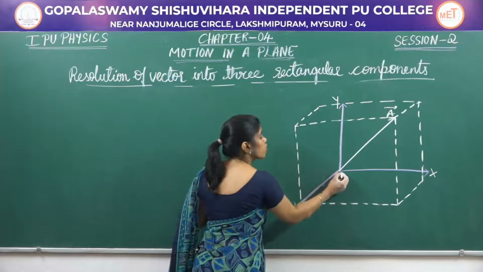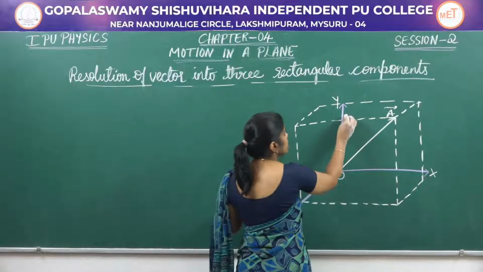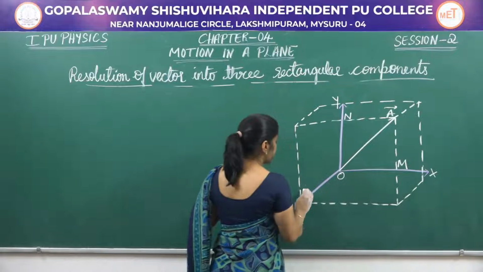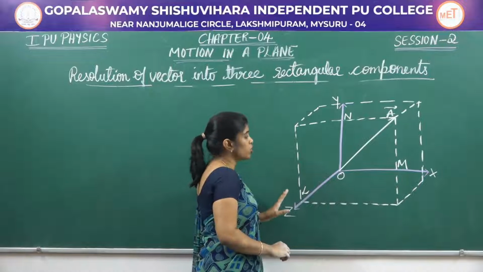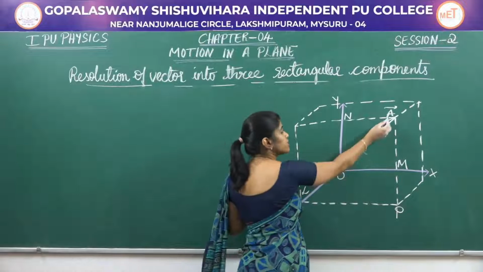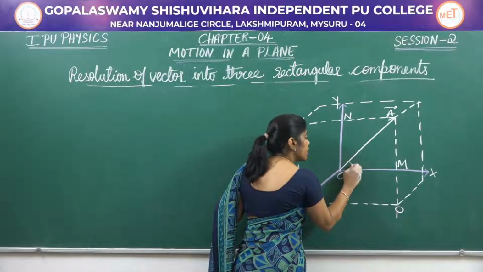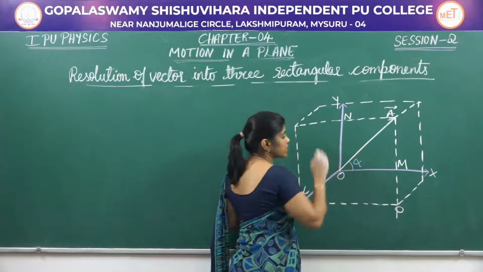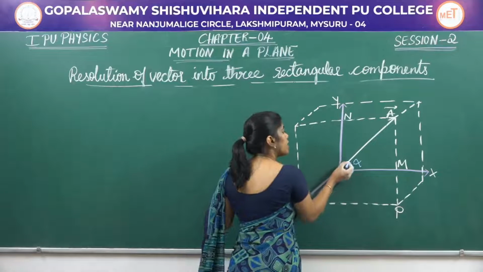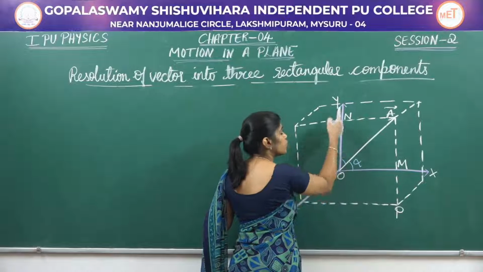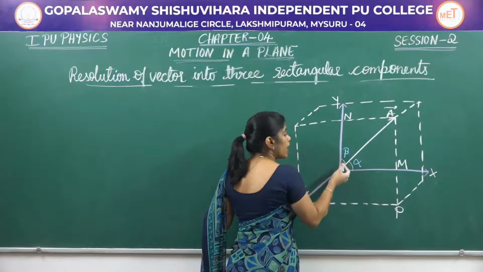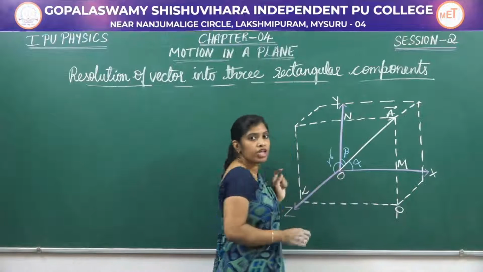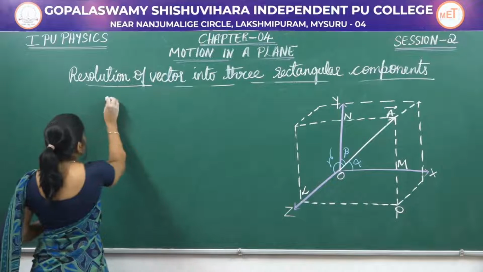I will name this as O, N, M, and let me name this as L. Let me mark the angles. So, if this is vector A, then the angle made by the vector A with the x-axis, I am going to name as alpha. The angle from the vector A to the y-axis as beta, and the angle from vector A to the z-axis as gamma.